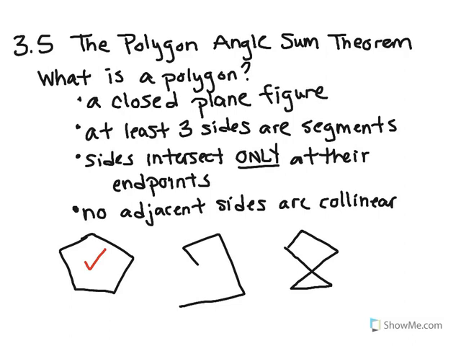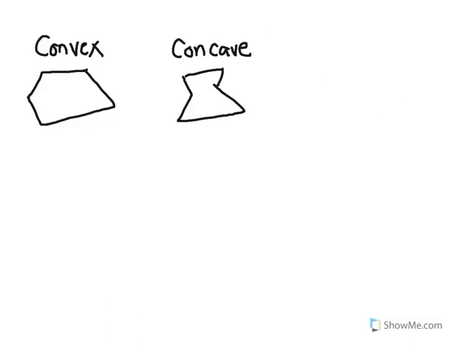The second picture is not a polygon because it doesn't even fit the first description. It has to be a closed plane figure. So this is not a polygon because it is not closed. This would have to be connected in order for it to even fit a polygon definition. The third one here, it fits the first two criteria, but it fails the third because it says sides intersect only at their endpoints. This is a problem because neither of these places are endpoints, so this is not a polygon either. Alright, let's move on.